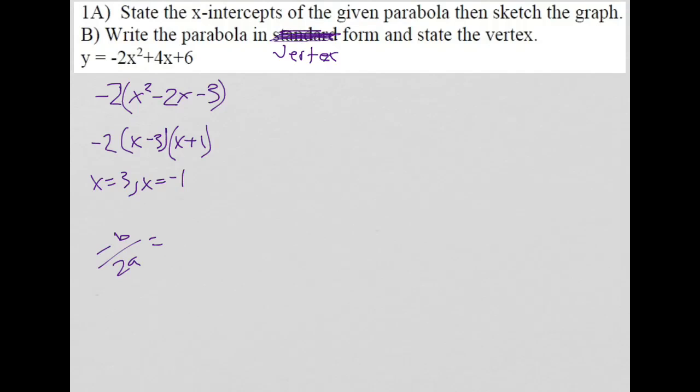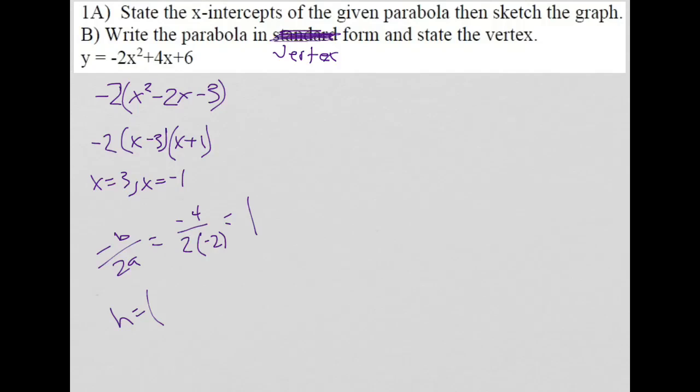So -b over 2a, so -b. b is 4, so we get -4 over 2 times a. a is -2, so we get -2 times 2 is -4, so we get -4 over -4 is positive 1. So my h value is 1.